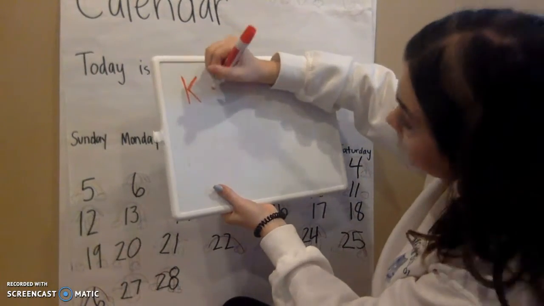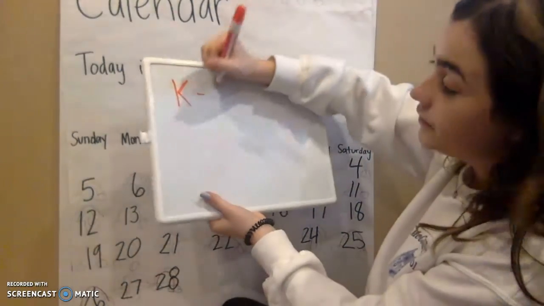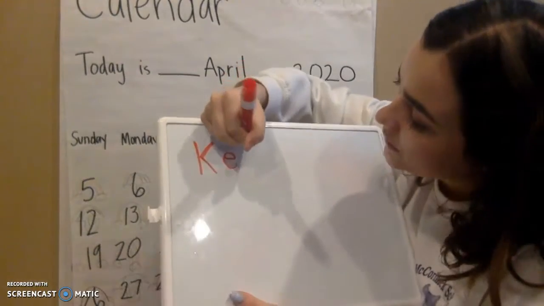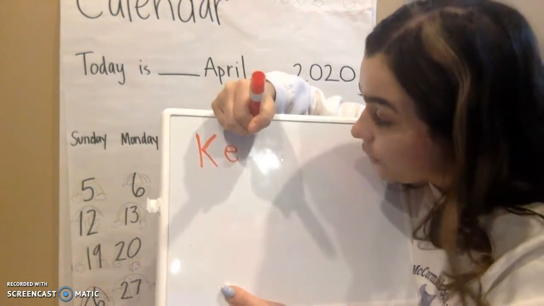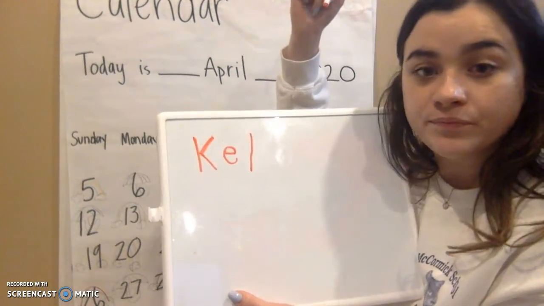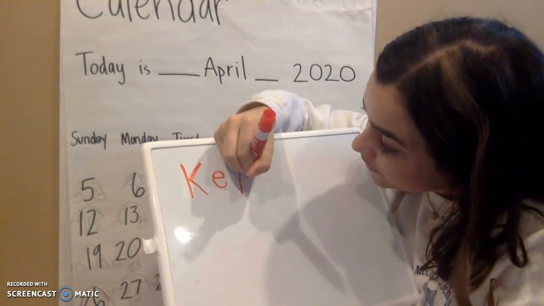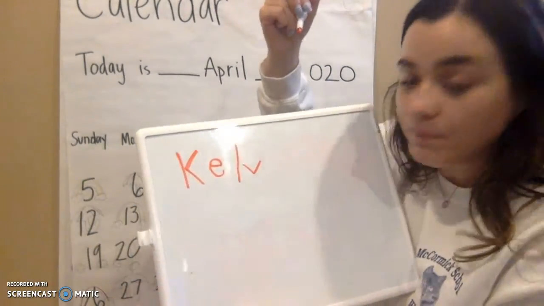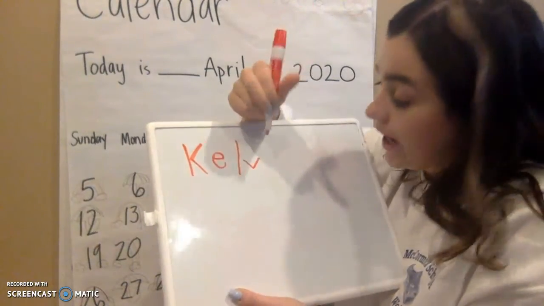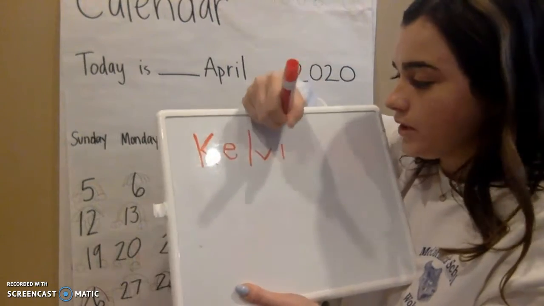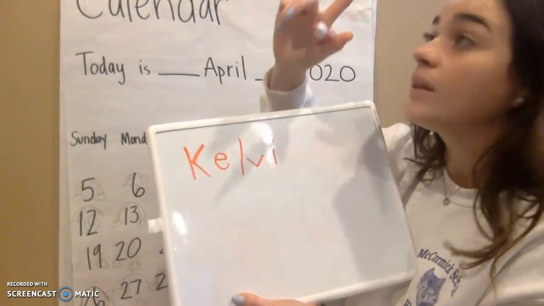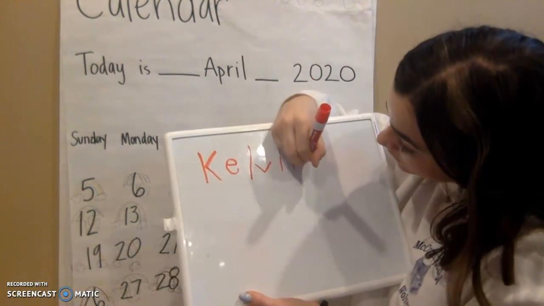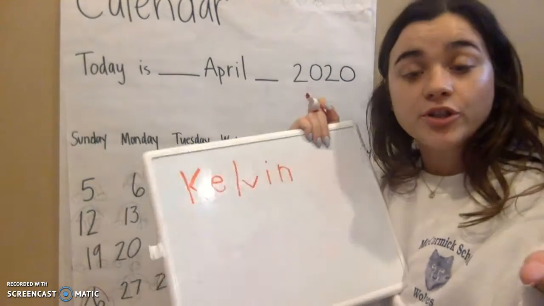Next we need to write the letter E. So I do little line, little curve, little curve. Now we need to write the letter L. So big line down. Next, we have V. So we do little line diagonal down, little line diagonal up. Next we have I. So we're going to do little line down, and then we just do a little dot at the top. Our last letter in Kelvin's name is N. So we do little line down, little curve. Now it's your turn to write your name.